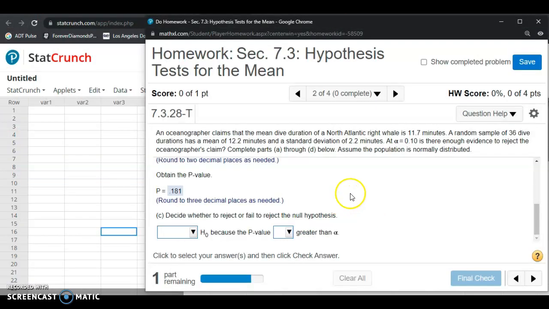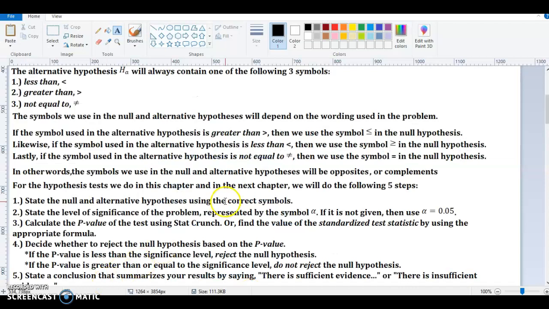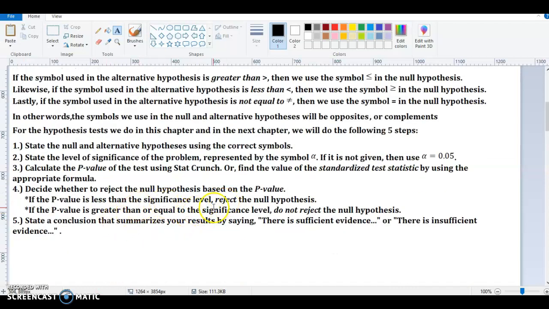Okay, so based on our p-value and our significance level, right, so you compare the p-value to the significance level, and remember, if the p-value is less than the significance level, you reject the null hypothesis. If it's greater than or equal to the significance level, right, do not reject the null hypothesis.